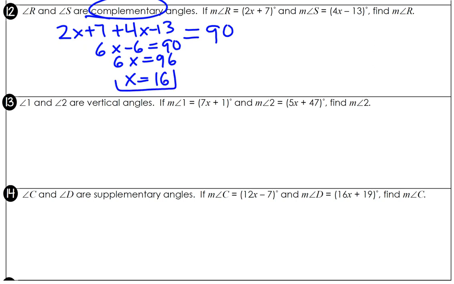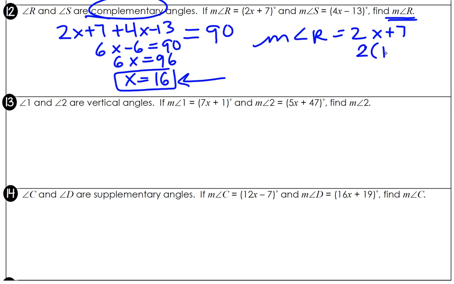And then it says find the measure of angle R, and that's not what this says. This says that x is 16. So if I want to find the measure of angle R, which is 2x plus 7, I'm going to take my x away, and I'm going to replace it with a 16. So the measure of angle R is equal to 32 plus 7, which is 39 degrees.